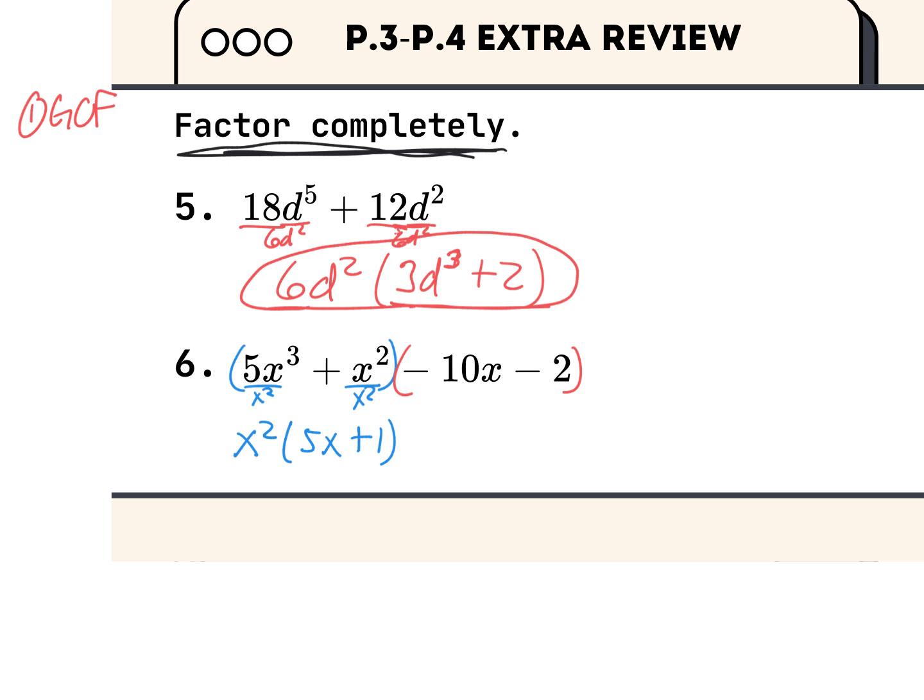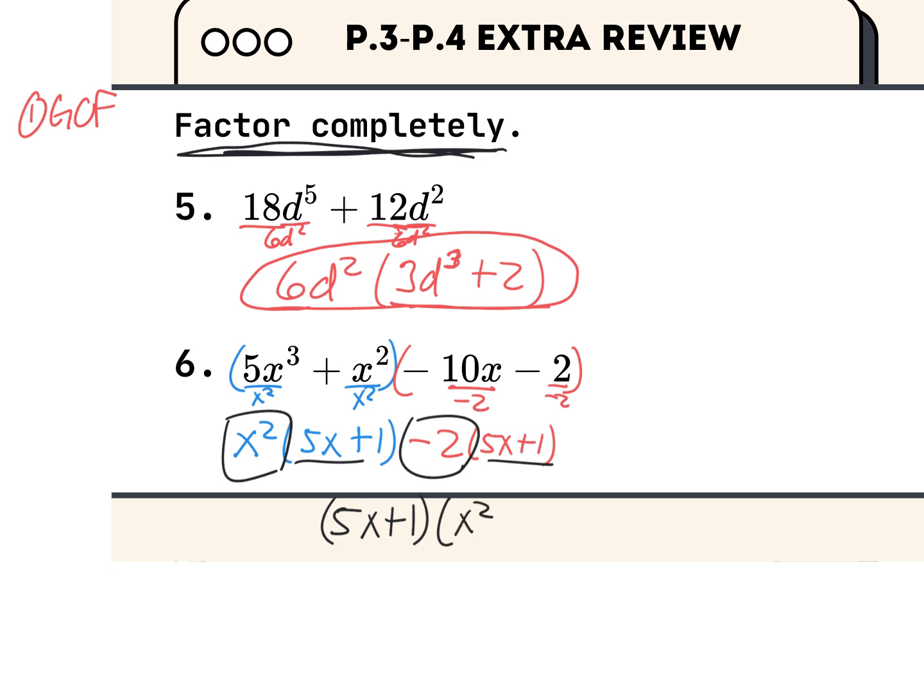And then it looks like between negative 10x and negative 2, I can take out a negative 2. Some of you will take out a positive 2, but keep in mind I want the insides of my parentheses to match. So I'm going to divide by negative 2. And then doing that, we're going to get a 5x plus 1. Our 5x plus 1s do match, so then I can pull that out as a GCF. So I get a 5x plus 1 in one set of parentheses, and then in my other set of parentheses are going to be the 2 GCFs that we took out, so x squared minus 2. Nothing more I can do to this, so this is our final answer.